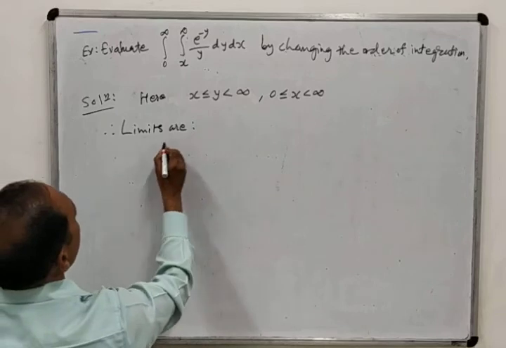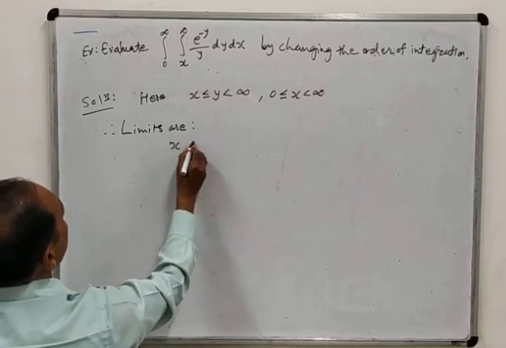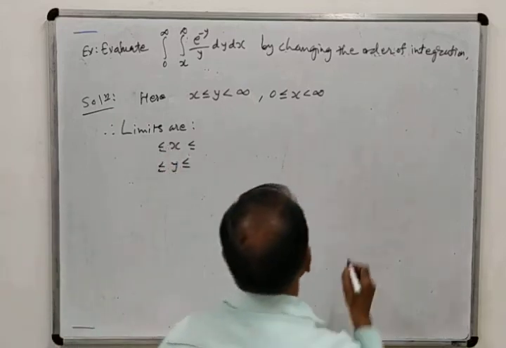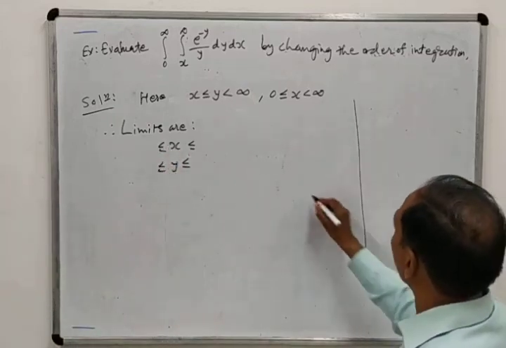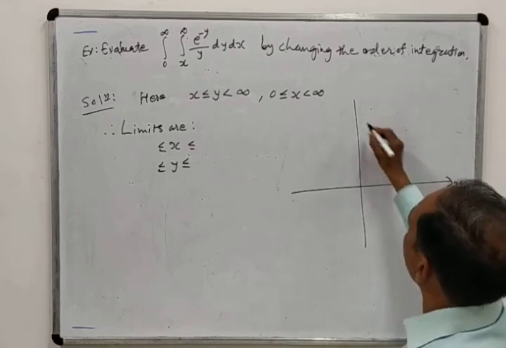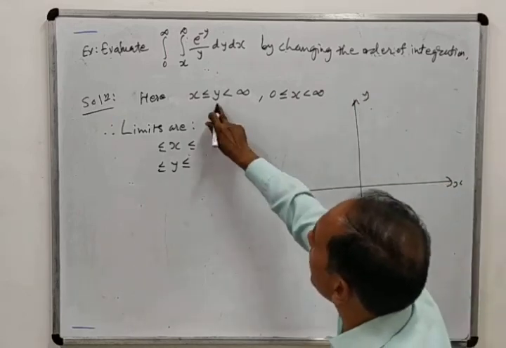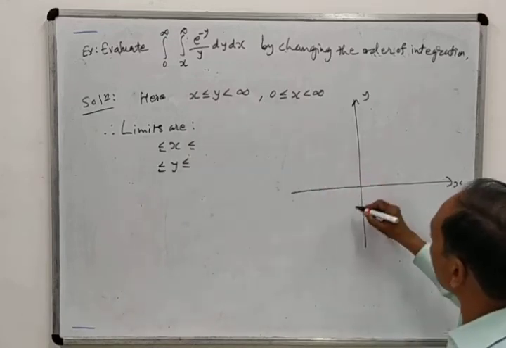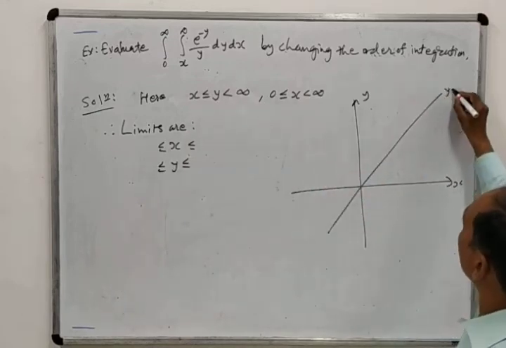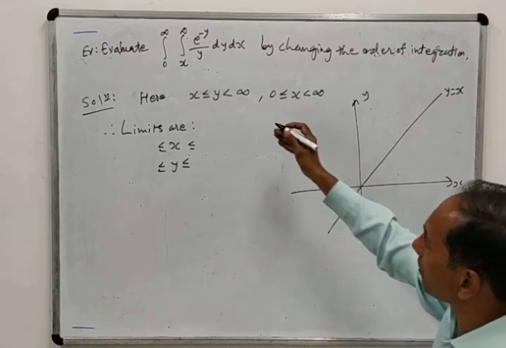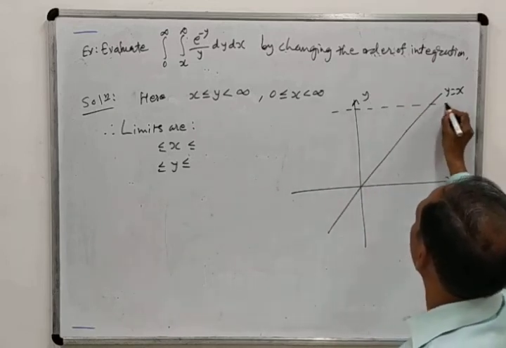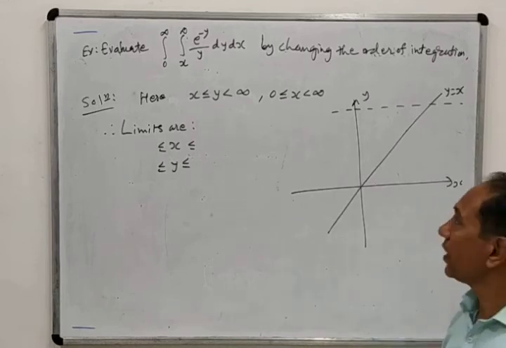The limits we want to find are first the limits of x, then the limits of y, because now we want to integrate first with respect to x. So here we will have to draw the figure, and as I told you, the figure is very important. Here y lies between x and infinity, that means between y equal to x and y equal to infinity. So y equal to x is this line, and y tends to infinity means at infinity this is the line parallel to this one.